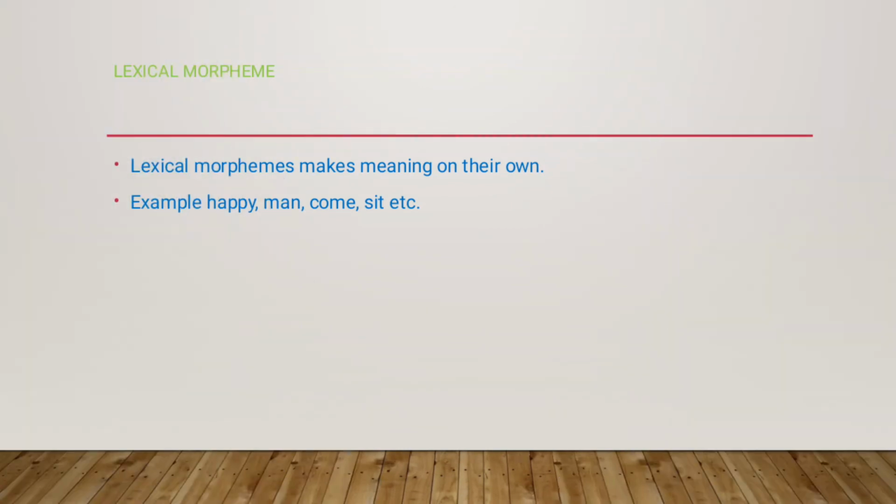We shall first look at lexical morphemes. We say lexical morphemes are morphemes that make meaning on their own. For example, happy, man, come, sit, among others. All these examples are classified as lexical morphemes because they make complete meaning.